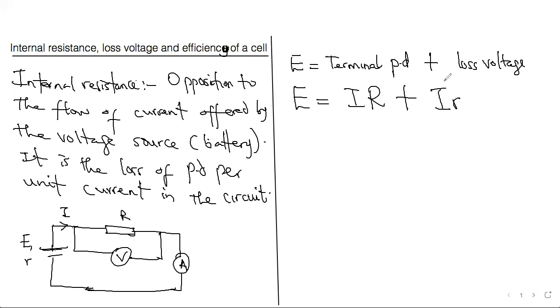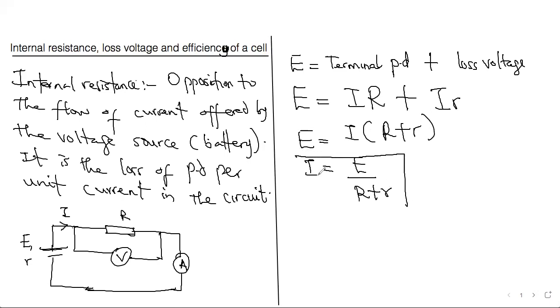So E, the E.M.F, equals the terminal PD plus the loss voltage. And the loss voltage is the current multiplied by the internal resistance, and the terminal PD is equal to the current multiplied by the resistance that is connected in series to it. Okay? So if you make I the subject of the formula here, then you have I(R + r) = E. So it means I, the current that is flowing through the circuit, will be the E.M.F divided by the total resistance plus the resistance offered by the cell itself.